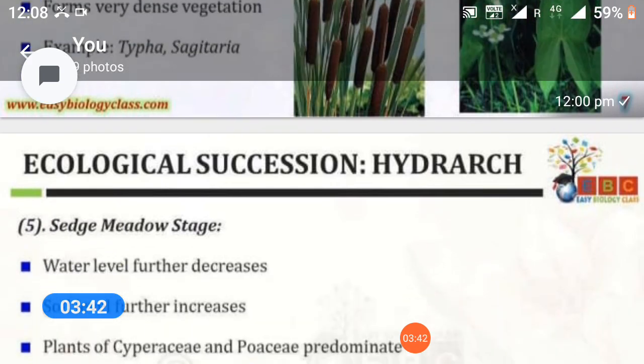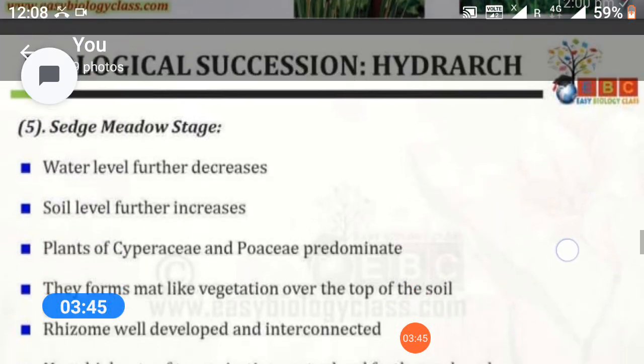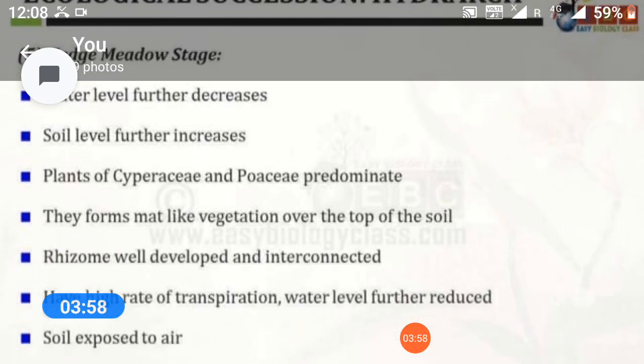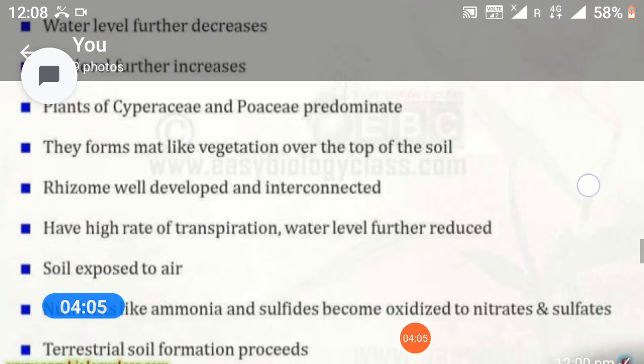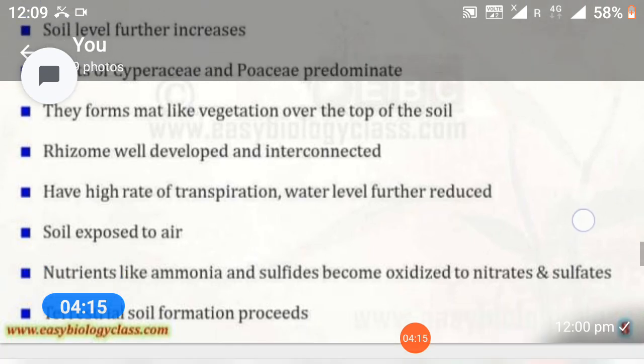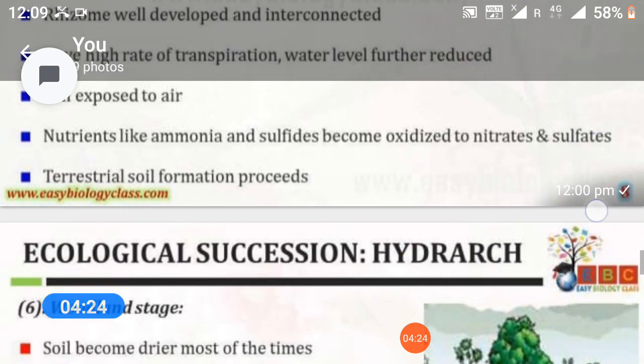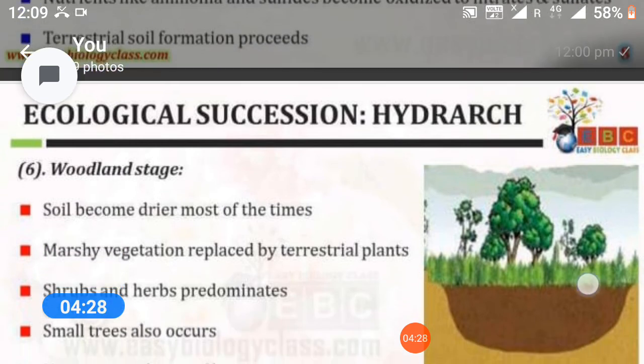Next stage, sedge meadow stage. Water level further decreases, soil level further increases. Plants of Cyperaceae and Poaceae predominate. They form mat-like vegetation over the top of the soil, rhizomes well developed and interconnected, have a high rate of transpiration, water level is further reduced and soil is exposed to air. Nutrients like ammonia and sulfides become oxidized to nitrates and sulfates. Terrestrial soil formation proceeds.